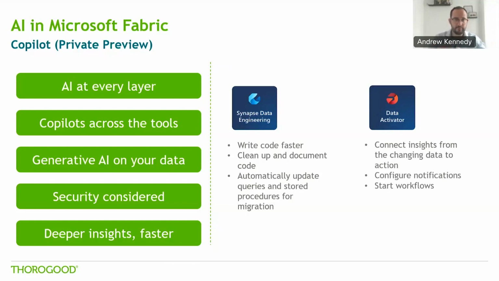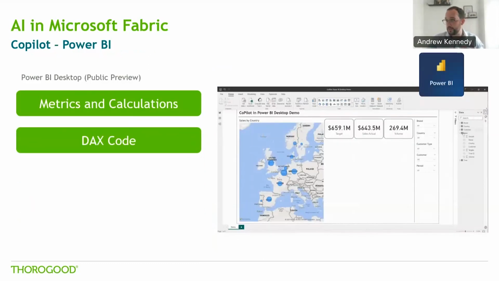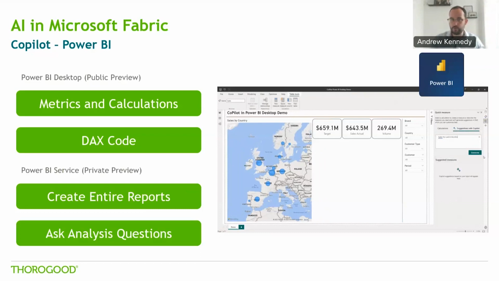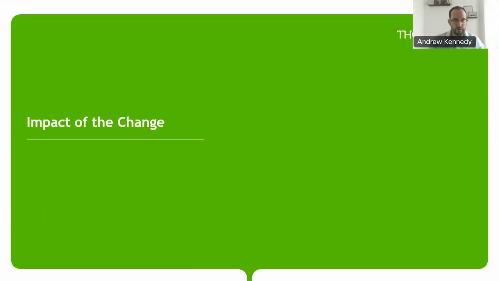And then Data Activator is a tool all about AI, really. It's connecting insights from the changing data to actions, and you could use Copilot to do things like configuring notifications and starting workflows. And then Power BI is one of the tools that already has some of this in public preview. Most of these AI bits are either still to come or in private preview. In Power BI Desktop, metrics and calculations, and DAX code are two things that you can already get Copilot to help you with. In Power BI Service, there's a private preview available of creating entire reports and asking analysis questions using natural language. So a few senses there of what might be to come, what Microsoft have hinted at for the future.